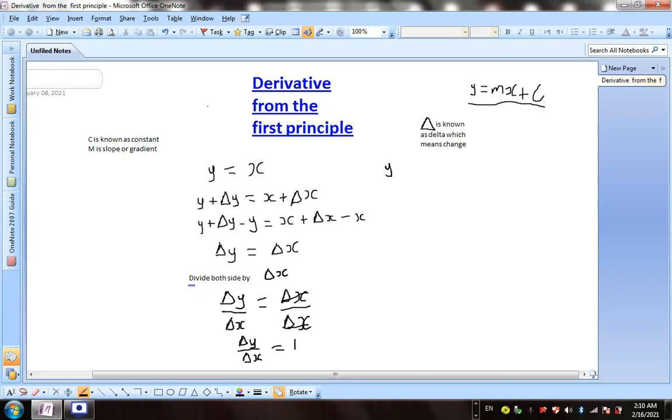So from y equals mx plus c, and when y is equal to x, we conclude that dy/dx is equal to 1, which is the coefficient of x. Now let's take more examples.